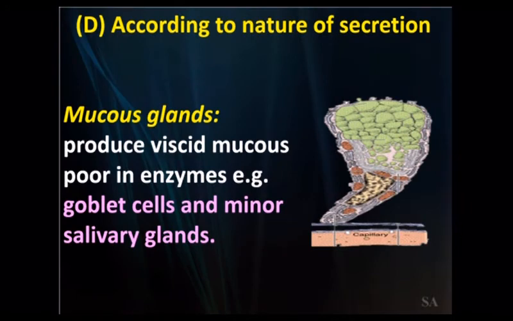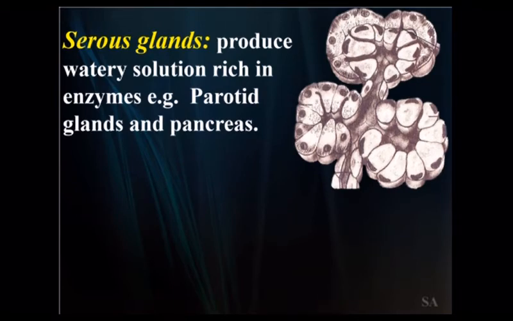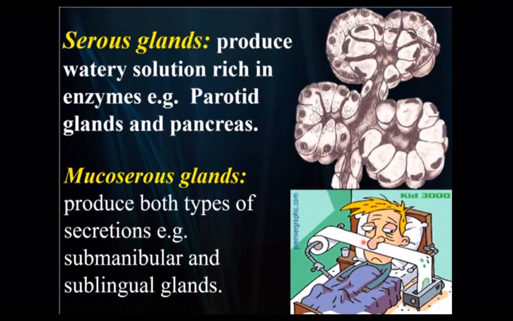The fourth classification is according to the nature of secretion. The secretion may be mucus. It produces a viscid mucus poor in enzymes, for example, the goblet cells and minor salivary glands. Serous glands produce a watery solution rich in enzymes, like the parotid and pancreas. Mucoserous glands produce both types of secretion, for example, the submandibular and sublingual glands.